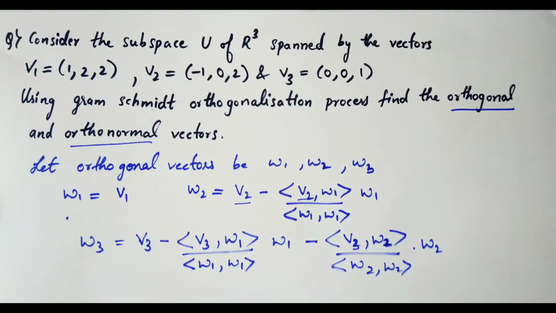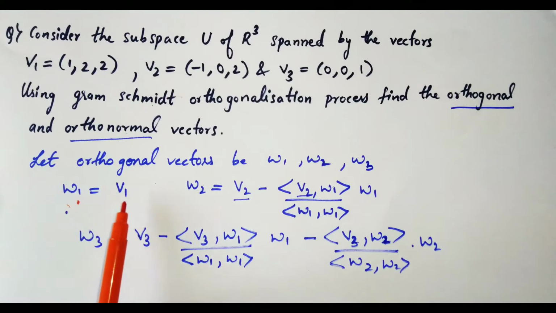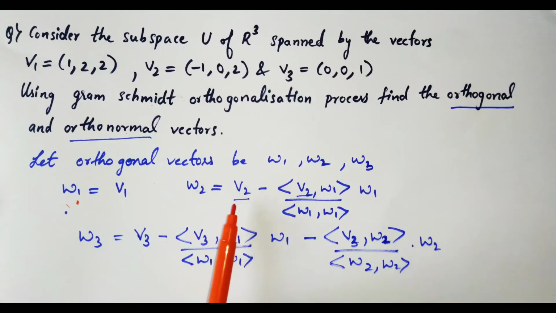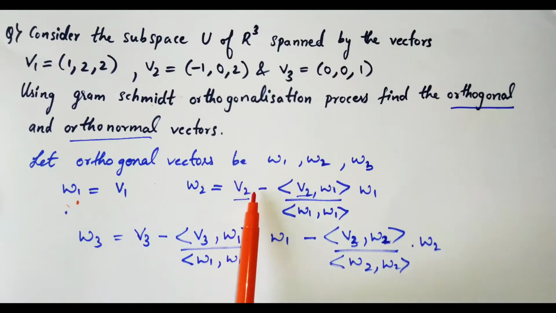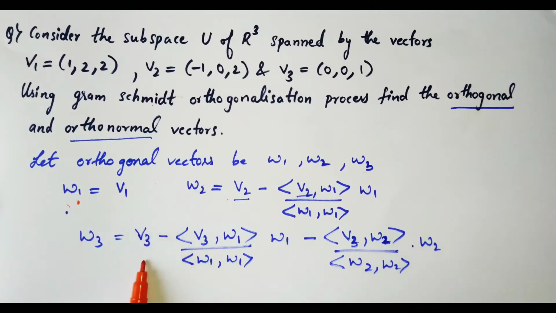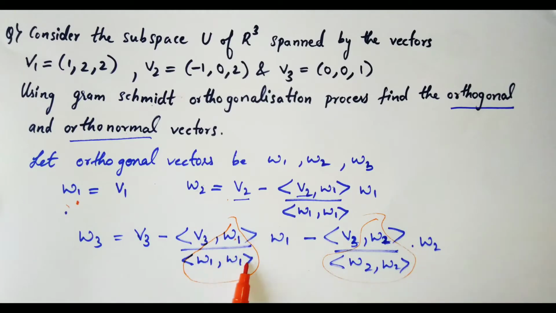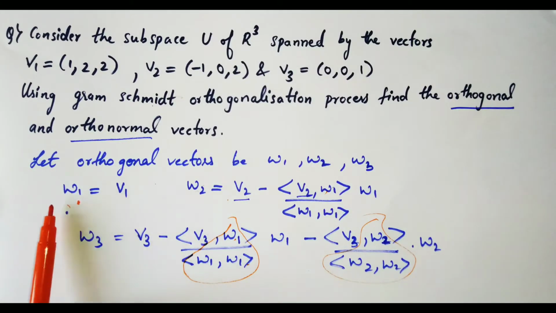In order to remember this formula, see here, w1 is just one part. For w2 we use v2 minus one part, so there are two parts, and v2 is common in both. Similarly for w3, v3 is common in the terms, and you can observe the pattern: first we take w1, then w2. For w2 only w1 appears because we are using the previous result.